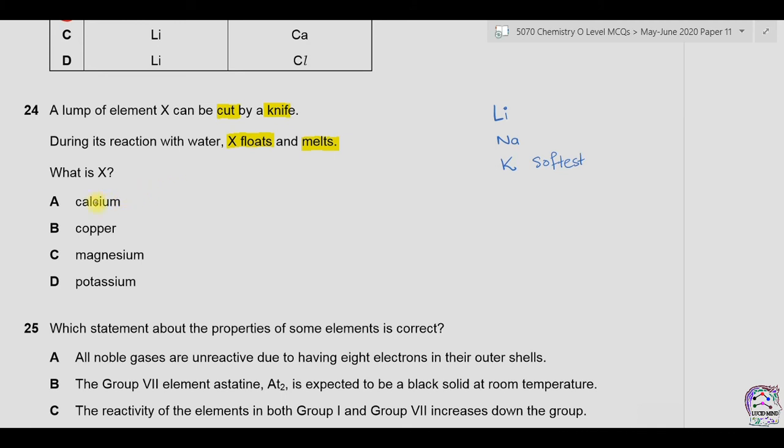Now moving towards the options, we have calcium, copper, magnesium and potassium. So the answer is D.